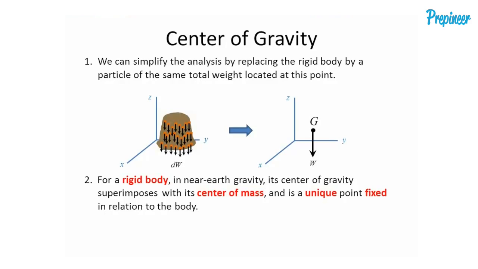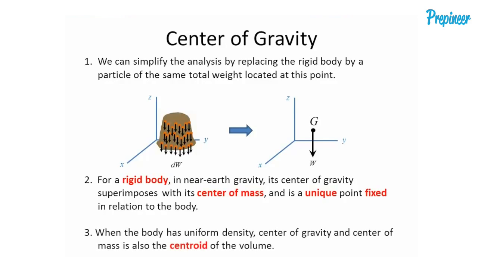Please note that this point could be outside of the physical body. For example, for a boomerang, you can imagine its mass center being outside of its body. And also, when a rigid body has uniform density, the center of mass, which is also the center of gravity, superimposes with the centroid, which is the geometric center of the body. So how do we find this center of gravity?